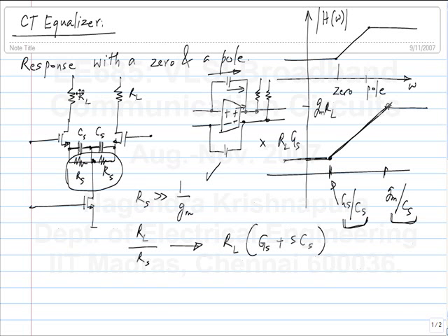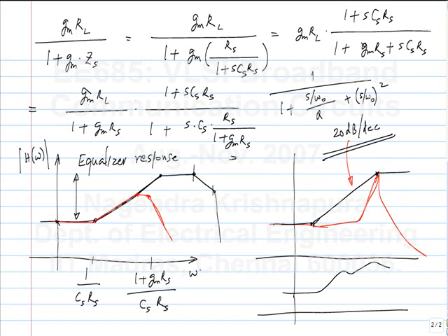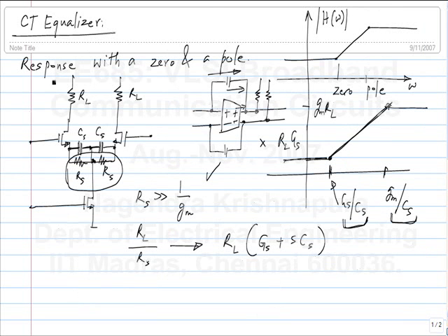So exactly the same response can be obtained by having maybe the series inductor or a parallel inductor. Series inductor also will do, right? So the response of a series RL has a zero, exactly like parallel RC. The impedance of a series RL is similar to the admittance of a parallel RC. Okay. The only problem with this is if you want to, let's see.